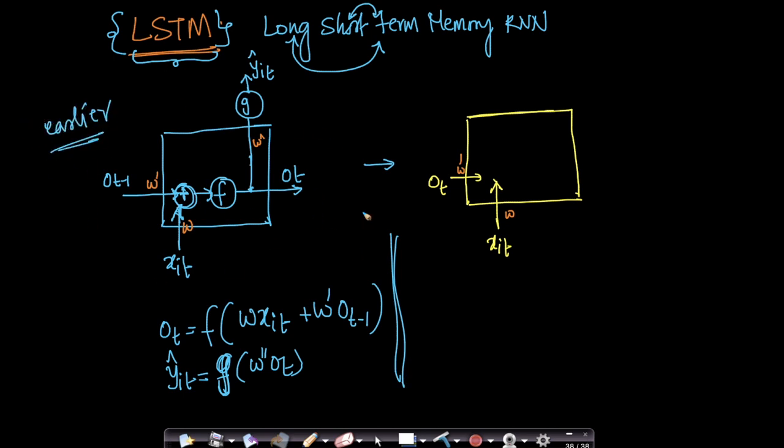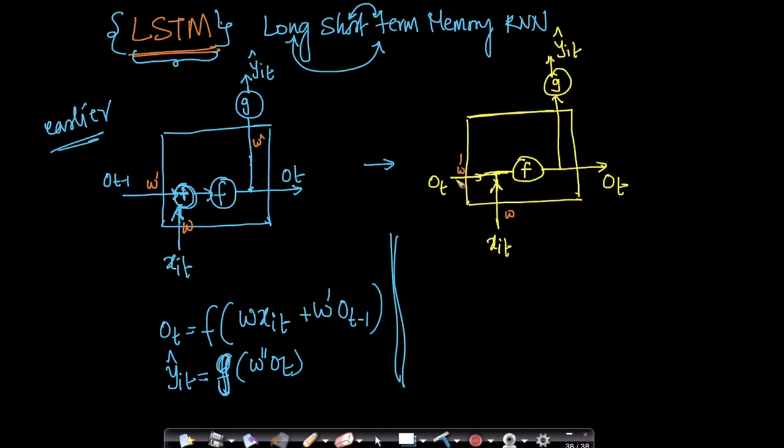Let's modify it slightly, not a big deal, a small modification. Here, what are we doing? We are multiplying O_t-1 with W' and X_it with W, but instead of adding these two things up, let's merge them. This operation is called merging. I'll explain what merging is exactly in a second. We send them to our F, which generates our O_t, and of course we have our G here, which generates our y_it hat. Here there is a small change.